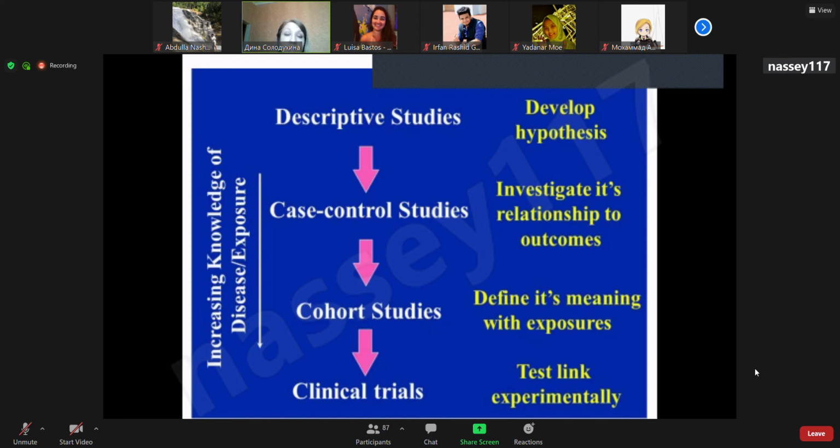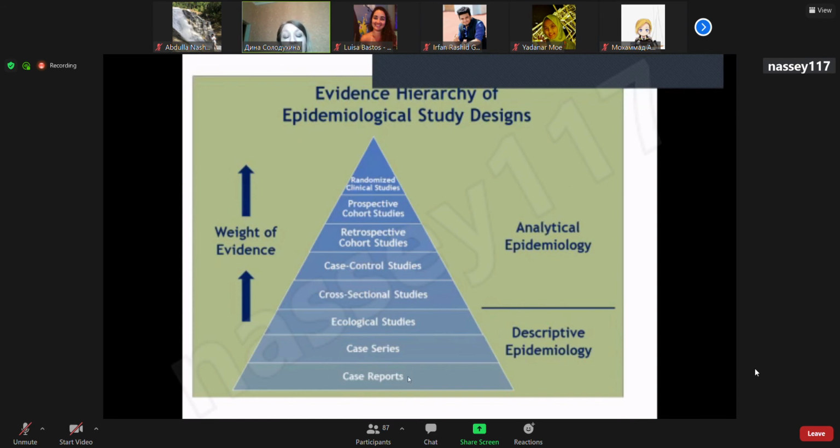The evidence hierarchy of epidemiological study design looks like a triangle. At the bottom we have case reports, case series, ecological studies, and I will say more about them. After this, cross-sectional, case control, retrospective cohort, prospective cohort, and at the top, randomized clinical studies.